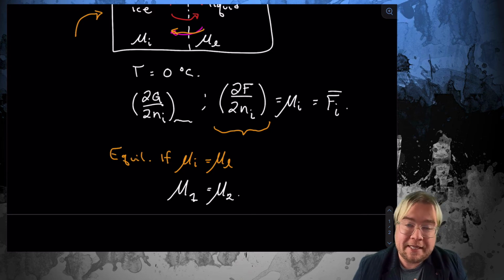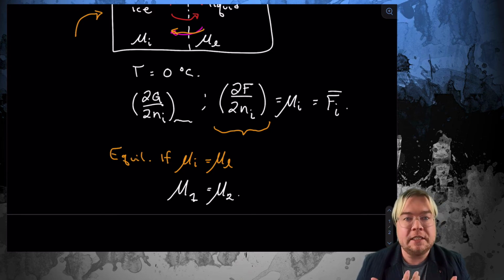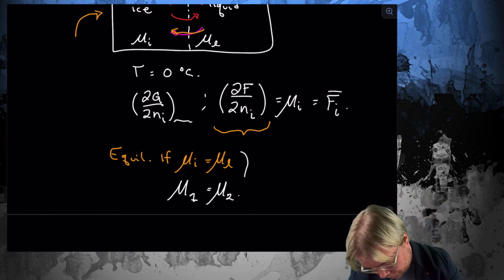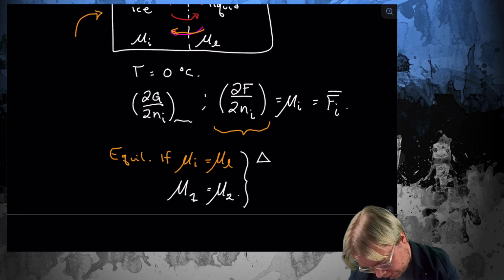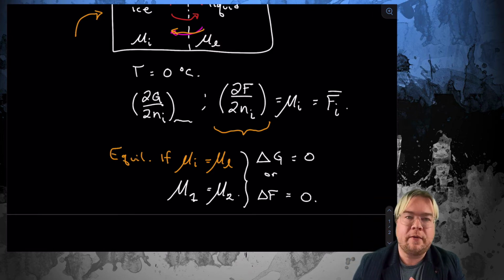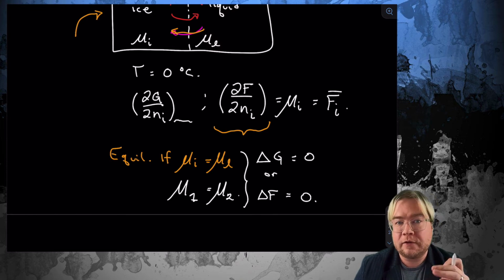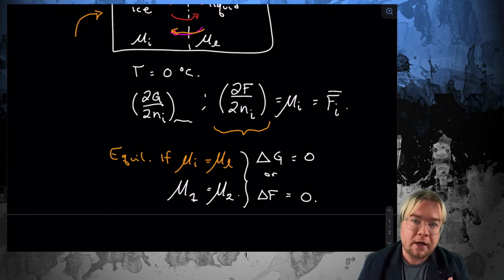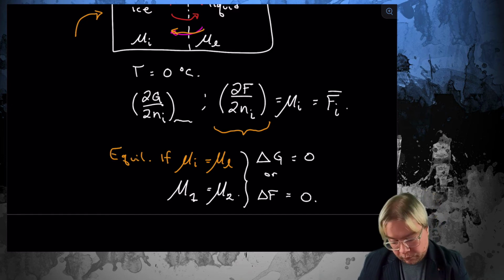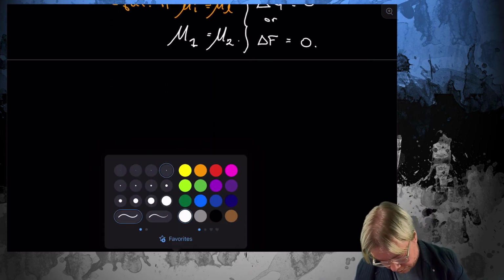Another way of saying this is that delta G, the change in the free energy of the system, or delta F, will be 0 if a particle moves from one phase to another, whether it goes from the ice phase to the liquid phase or vice versa. So in other words, the free energy of my system is not going to change when I'm in equilibrium. So those are important concepts that still apply when we have multiple component systems.